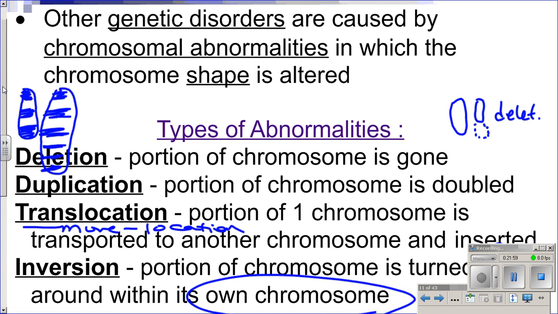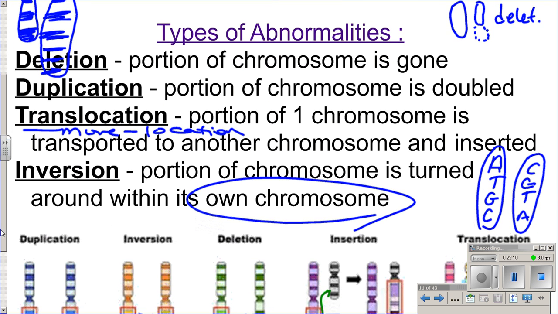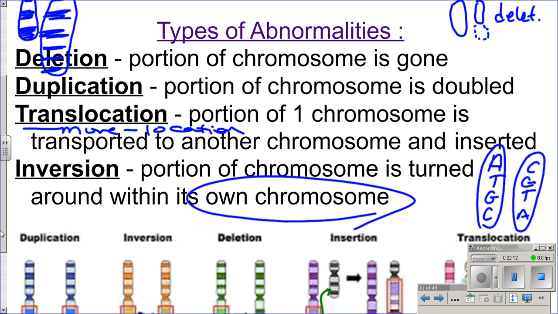Okay? So which ones did we talk about that were based on number? Trisomy and monosomy. And the ones that are based on shape are deletion, inversion, duplication, and so on.